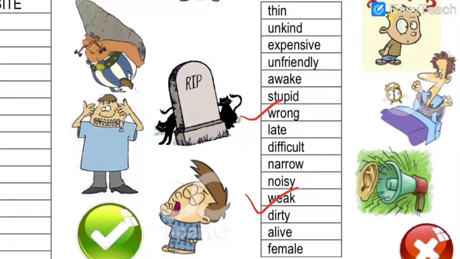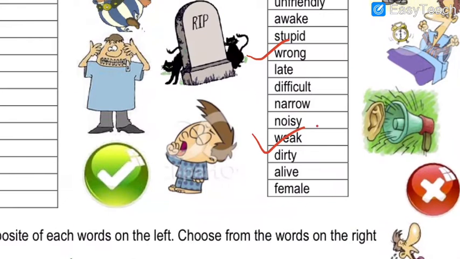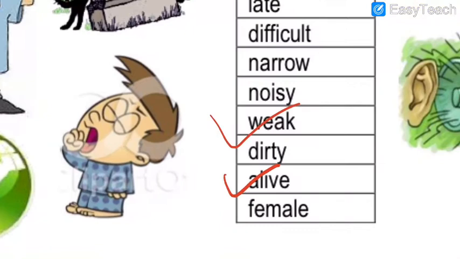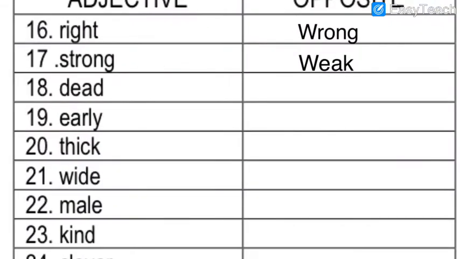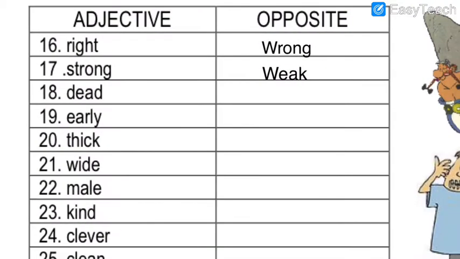Your time starts now. 5, 4, 3, 2, 1, 0. Did you get the answer? Now be ready to check your answer. Opposite of dead is alive. Is he dead or alive? This is what you say, right?